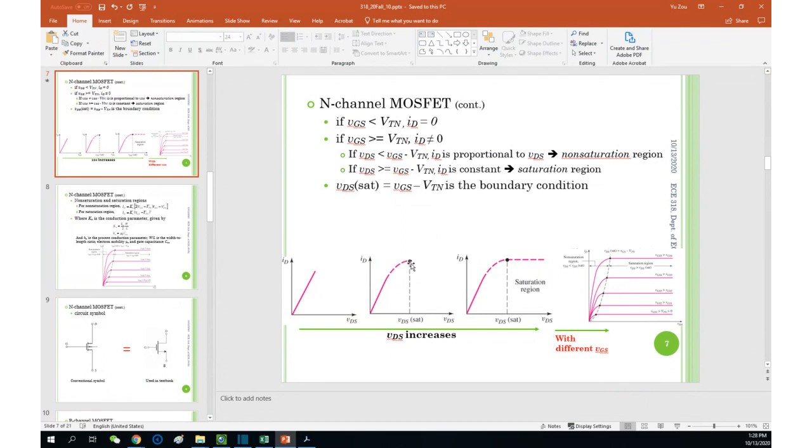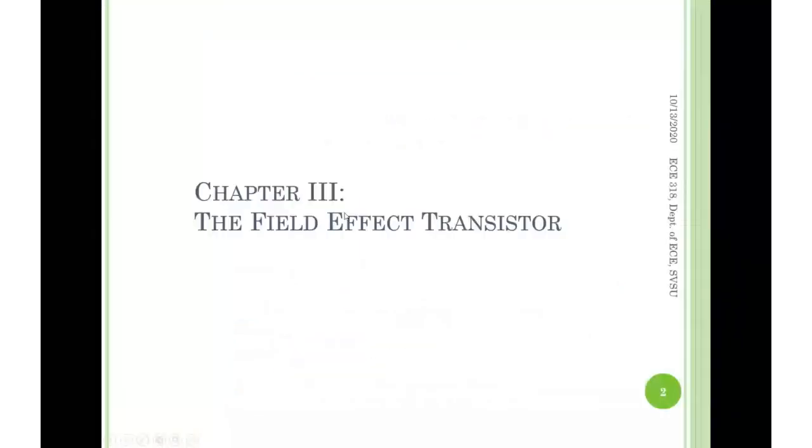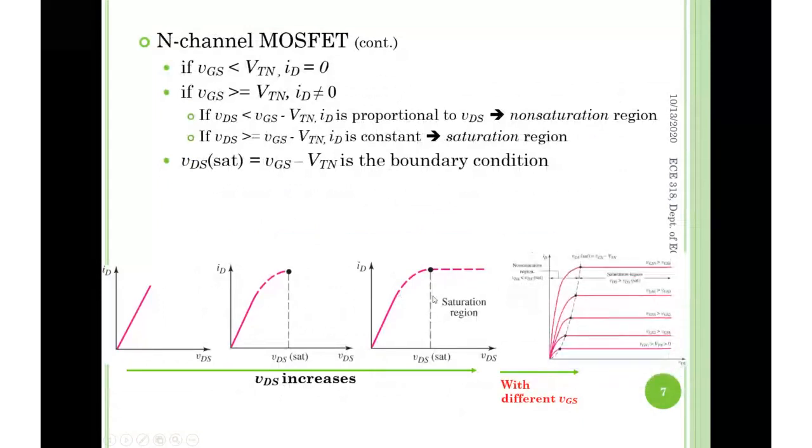And then it can reach a so-called SAT. What does SAT mean? Saturation. S-A-T, saturation. This is the boundary. VDS reaches a saturation boundary. Beyond this boundary, what happened? The current barely increases. Be very careful. This region here is not a flat line. The current is not a flat line. In other words, the slope is not zero. The slope is very small, but not zero.